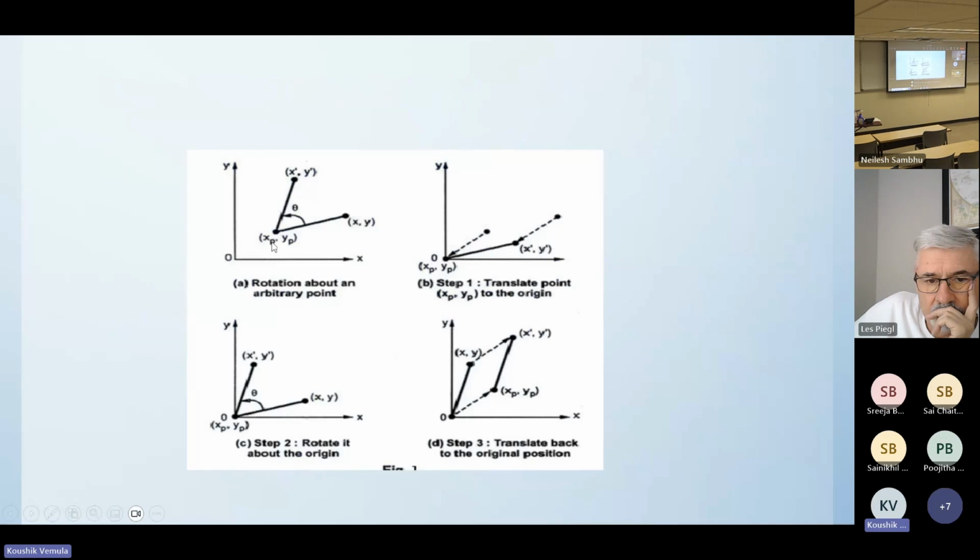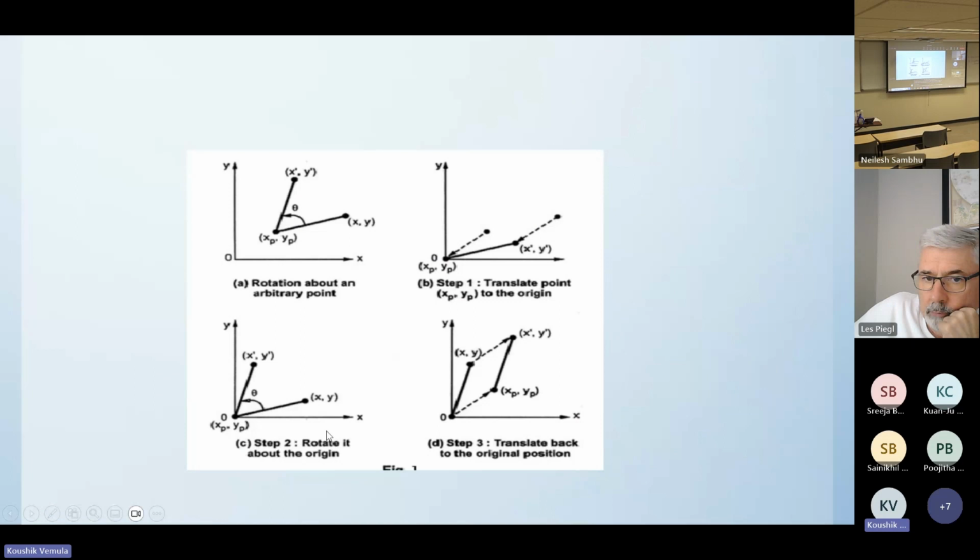If we consider an arbitrary point xp comma yp, as shown in figure a, at first we translate the entire picture so that the point is moved to the origin, as shown in figure b. We translate the point from xp comma yp to the origin.